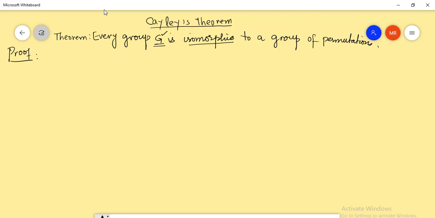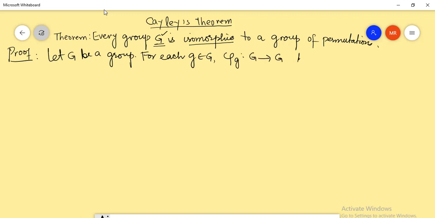So we consider G to be a group, and for each element g from the group G, we define a mapping phi_g from G to itself by phi_g of any element x of the group is equal to gx. And now we prove that this mapping is a bijective mapping. That is, we need to prove that this is both one-to-one and onto.